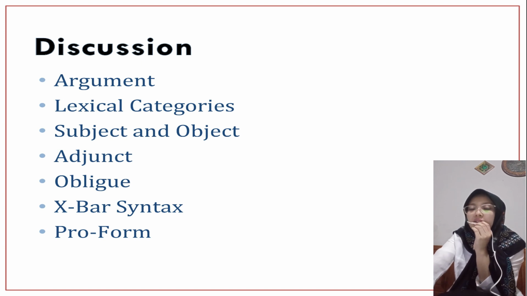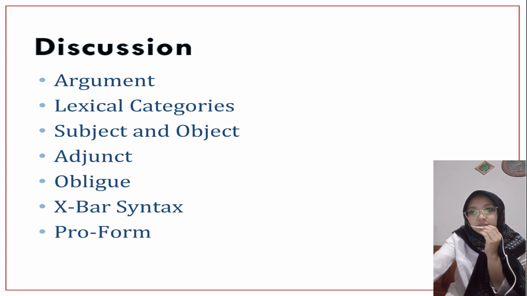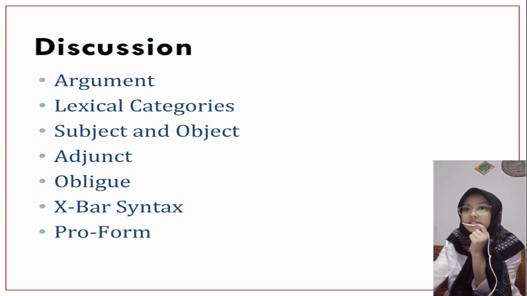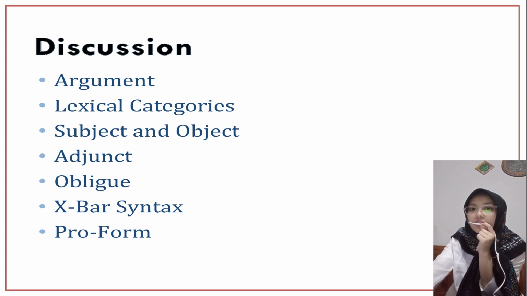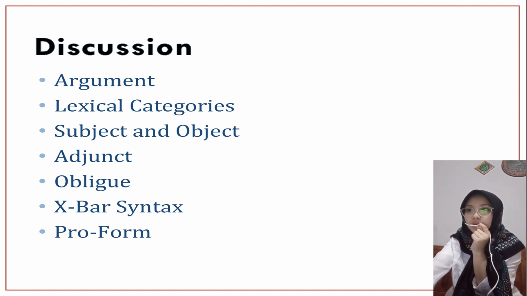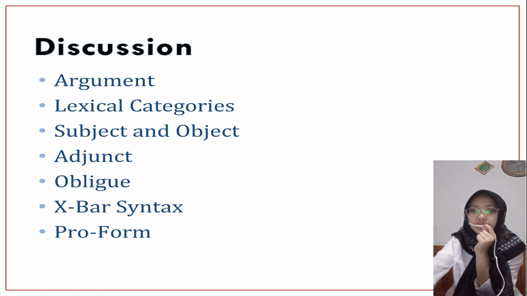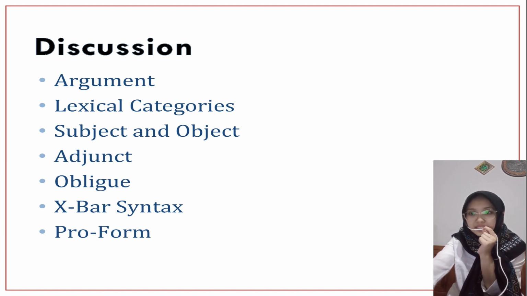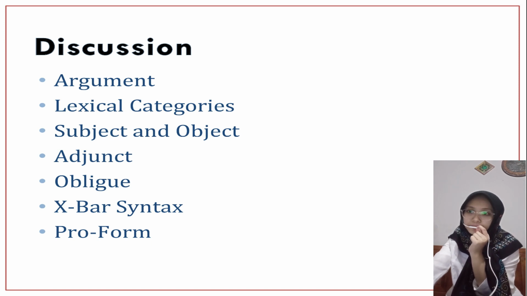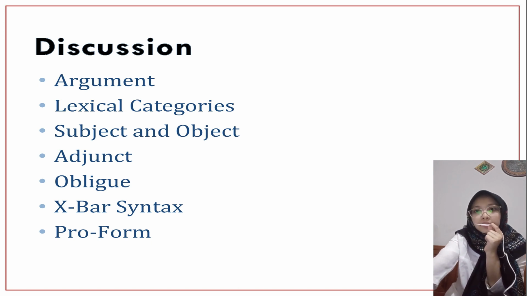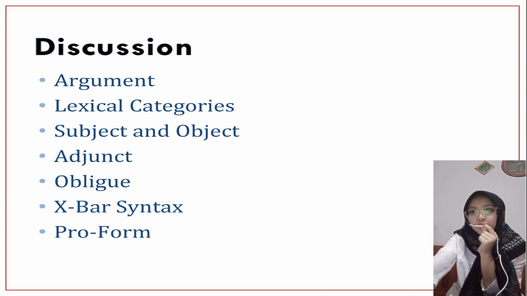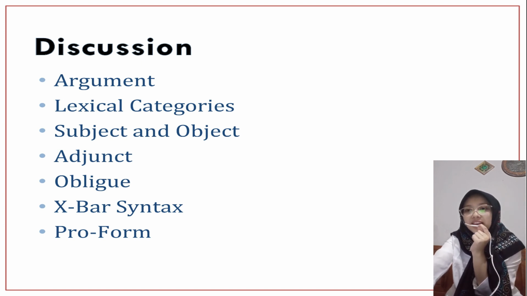Continuing my speaking, as in argument structures, the main thing to be known is X-bar syntax. It is a theory about the internal structure of syntactic constituents, which was originally intended to place constraints on the power of phrase structure rules. X-bar theory is also a theory of syntactic category formation. The last is about proforms. Proforms are words that stand in for an unspecified word or phrase.